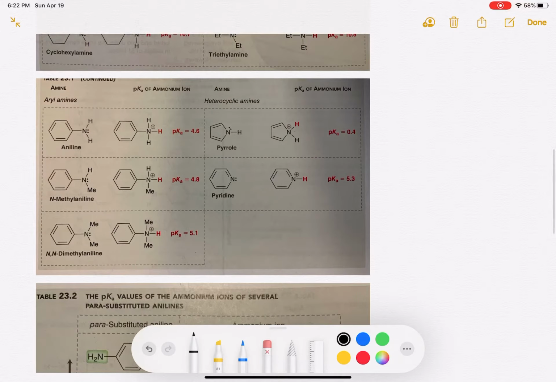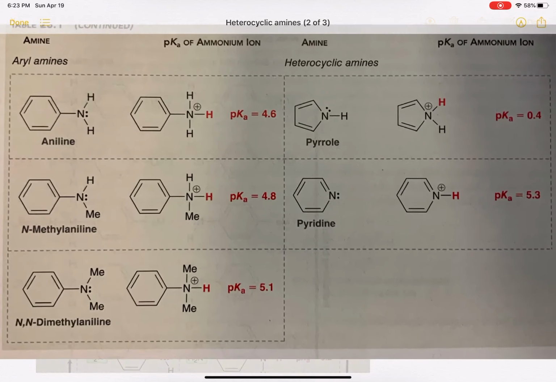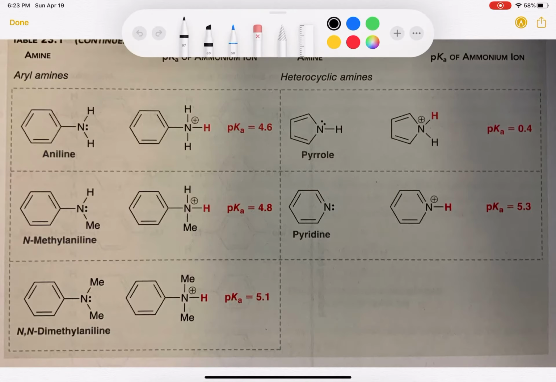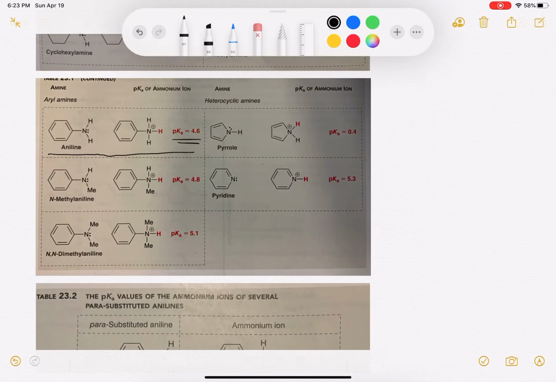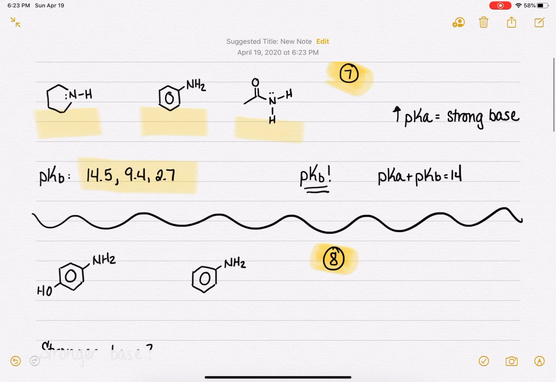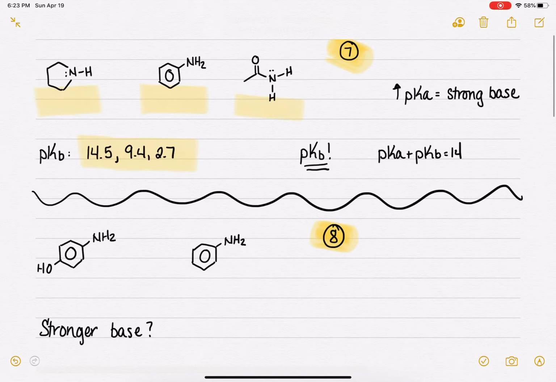We have aniline. This molecule right here is one of them, and it has a pKa of 4.6. So if the pKa is 4.6, the pKb is going to be the 9.4 right here. So we've got that one figured out. Now, I've already looked, and I can tell you, spoiler alert, the other 2 molecules are not in your data table. So you're not going to find those 2 guys in the table.